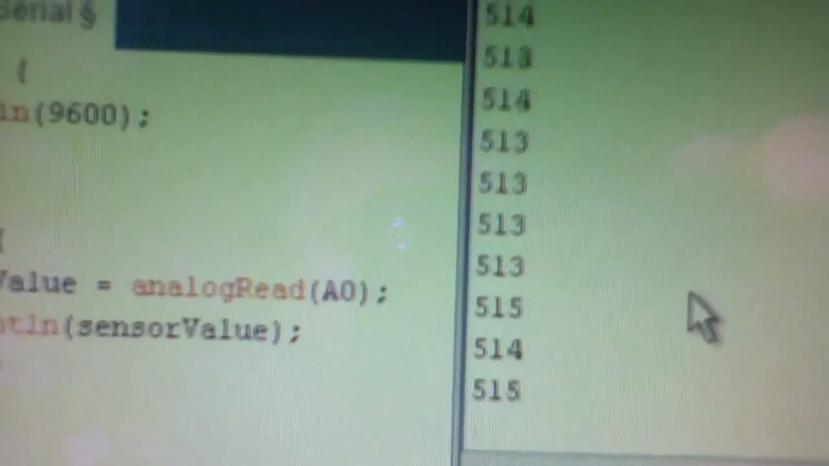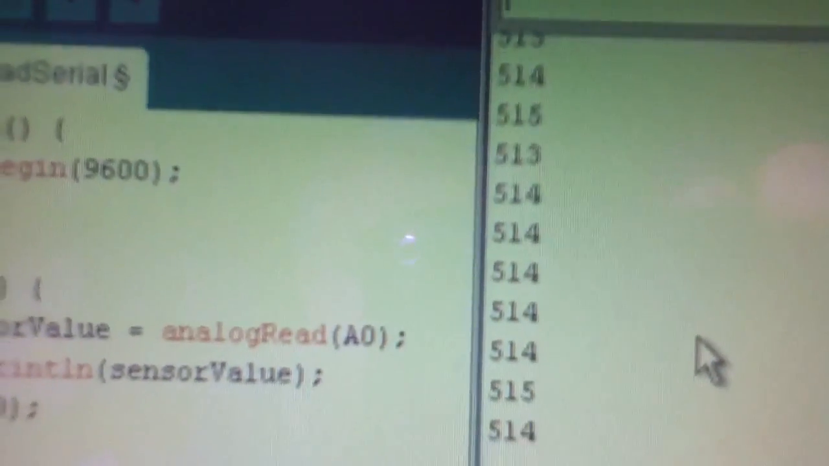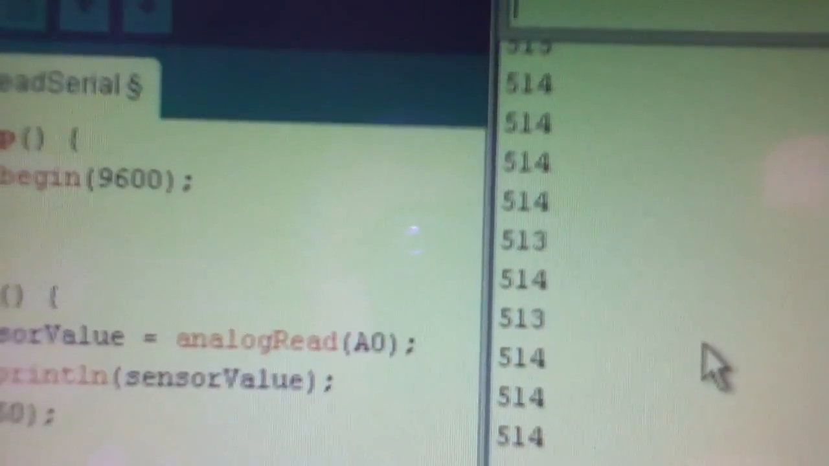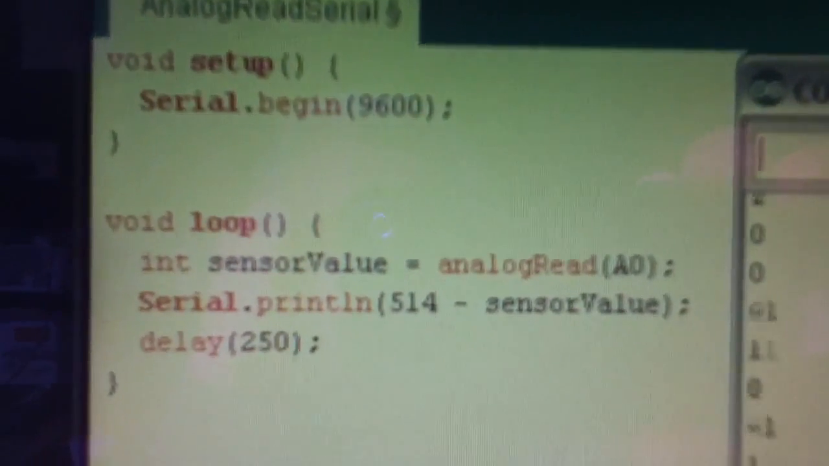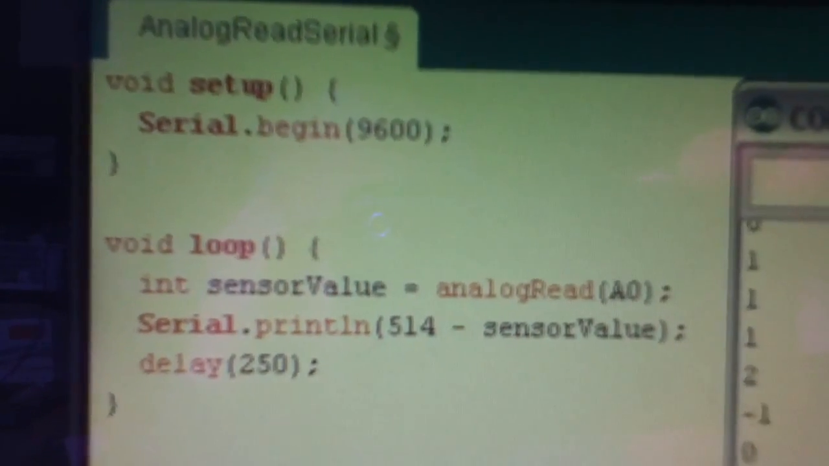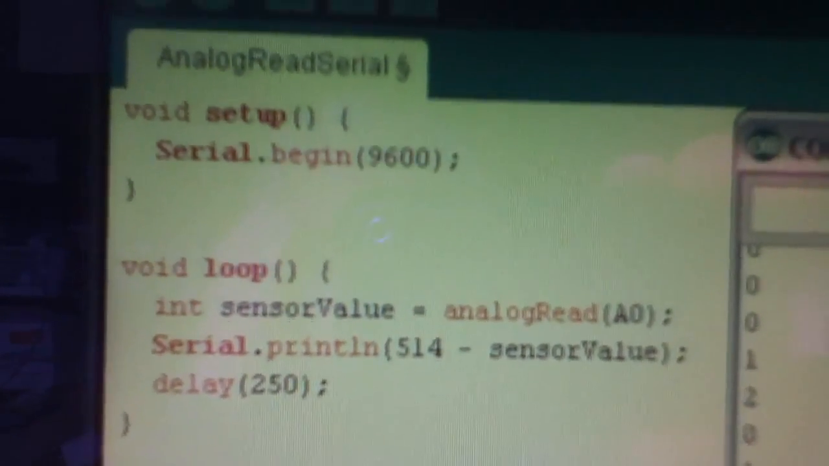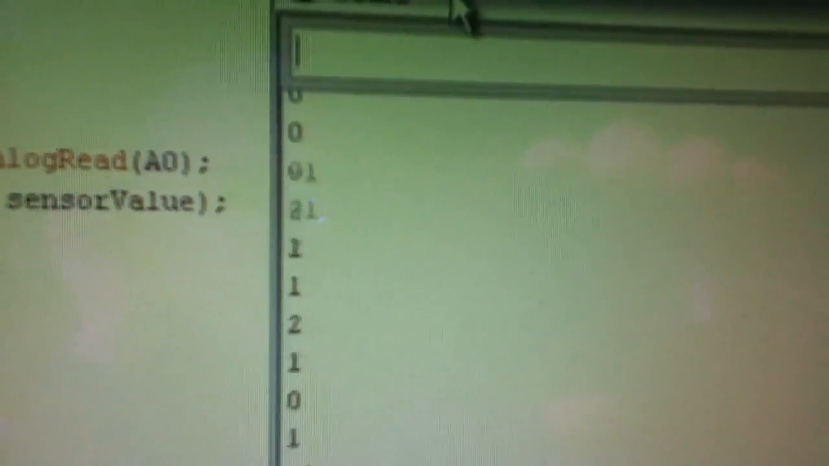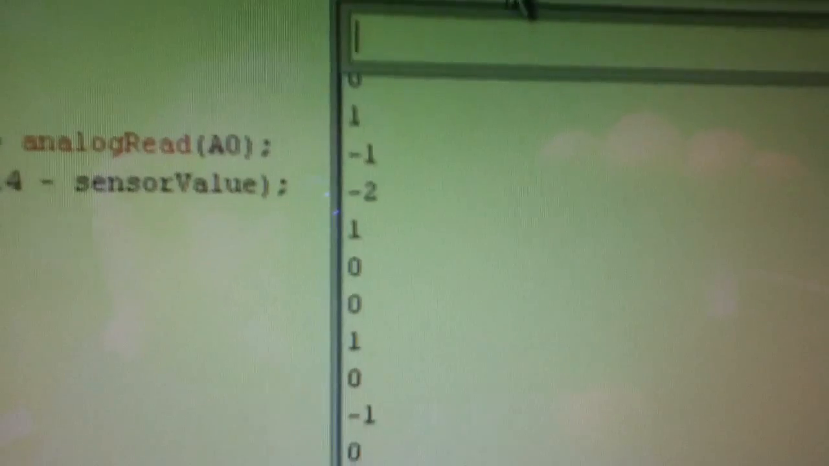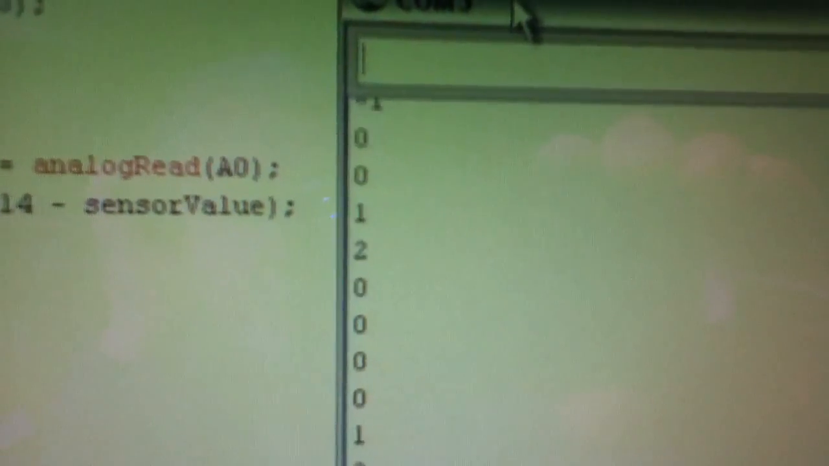So the next thing I'm going to do is subtract the 514 away to try and zero this out. So what I've done is I've put 514 minus the sensor value in the serial print line. And that's done the job of removing that offset. We're getting minus ones, we're getting zeros, we're getting plus ones.